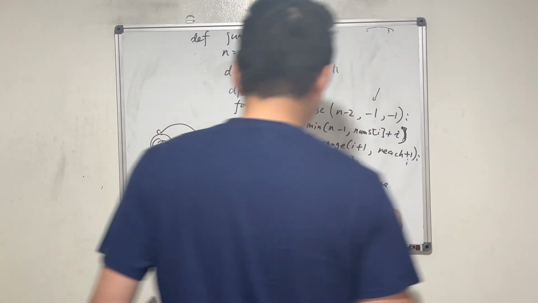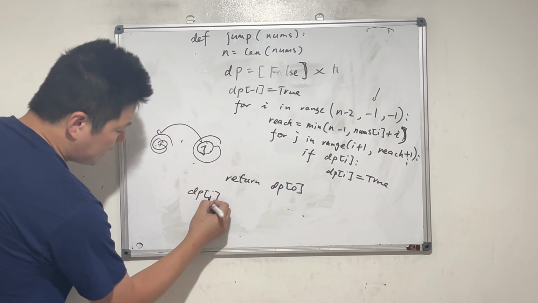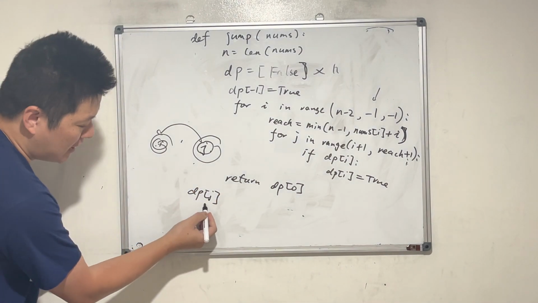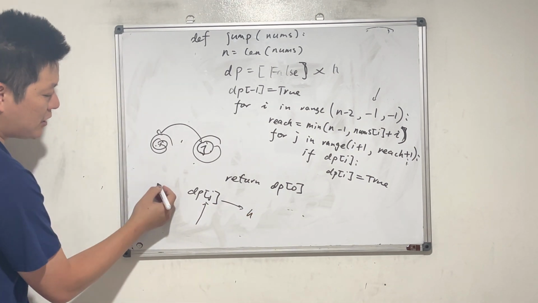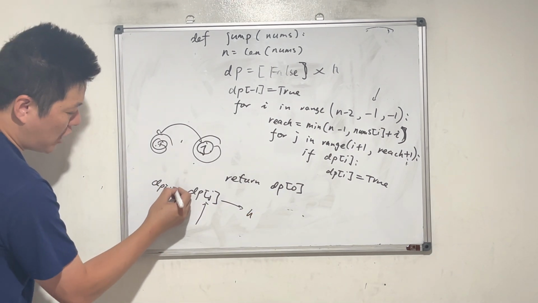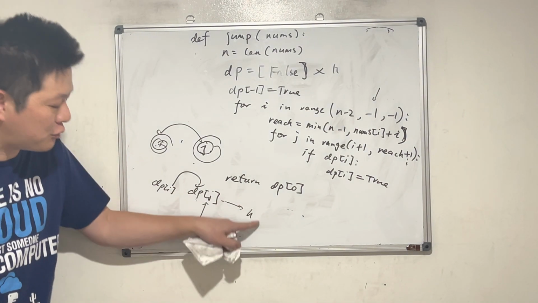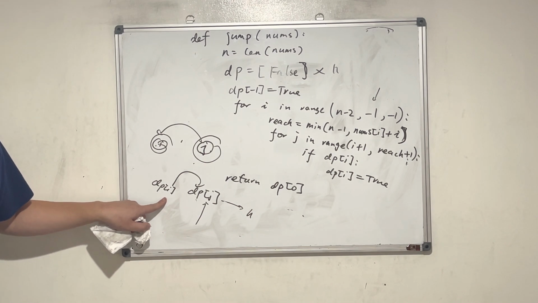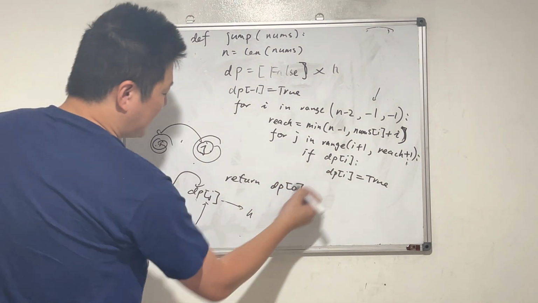Yes, exactly. So Eric, look, dp[j] means that if we are standing at j, can we reach the end? Because we know i can jump to j. So if dp[j] is true, what does it mean? dp[i] is what? It's true, right? That's what it means. And then we return dp0.